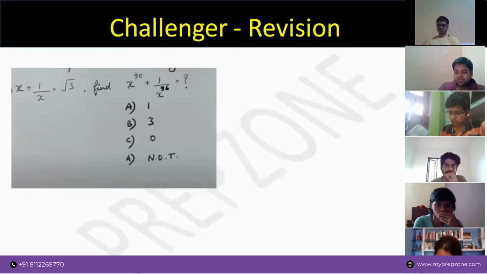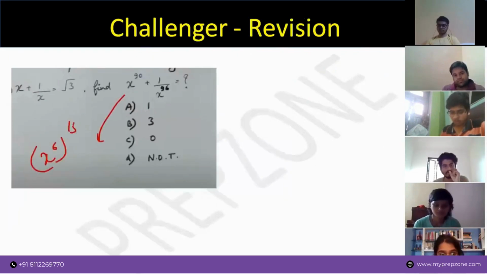If x to the power 6 is -1, this is nothing but x to the power 6 to the power 15, so it's -1 to the power 15, which is -1. Then it's -1 to the power 16, because 16 times 6 is 96, so it's +1. -1 plus 1 is 0. It's an oral question in 5 seconds. Answer has to be C.